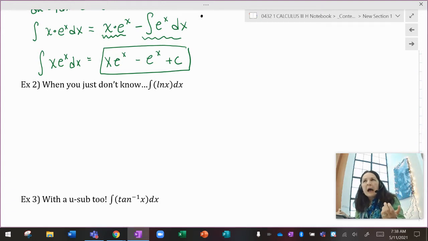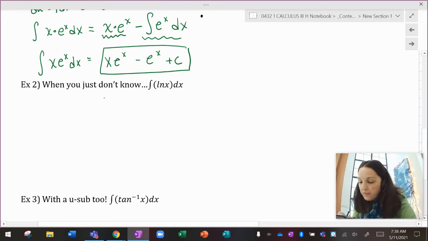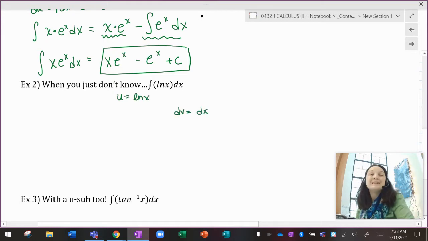I can say, well, I don't know the antiderivative of ln x, but I do know the derivative of ln x. So LIATE, do I have any logs? Yes, I do. ln x is a log. So I'm going to say u equals ln x, and then dv is everything else, which is just dx. If I want to remember, dx is really like 1 dx. And then I'll calculate du and v. Well, the derivative of ln x, we know that one. That's 1 over x. And the antiderivative of 1 would be x.